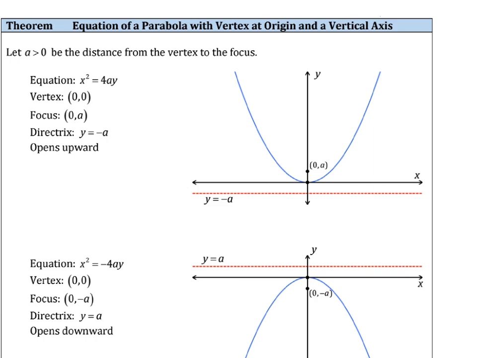So if our parabola opens upward, our focus is going to be at (0, a), and if our parabola opens downward, our focus will be at (0, -a). You'll notice that if the coefficient on the right is positive, it opens up. If it's negative, it opens down.